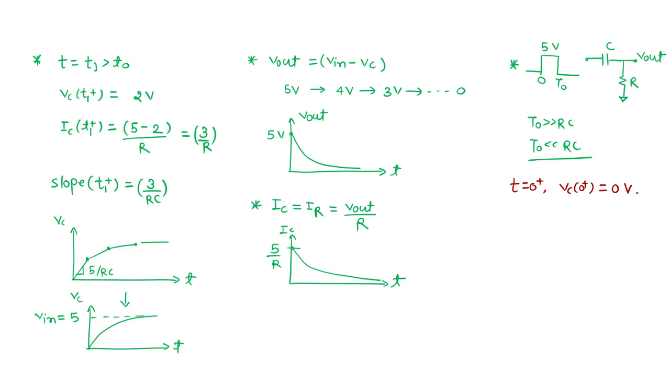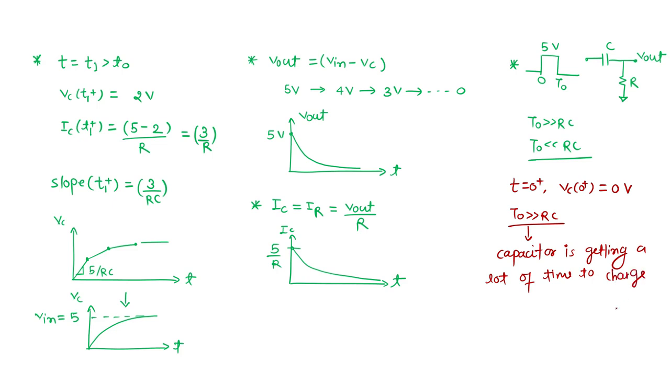Okay, so this is the voltage. And what will happen? Let me consider T naught much greater than RC. If T naught is much greater than RC, simply I'm giving a lot of time to charge the capacitor. The capacitor is getting a lot of time to charge. If the capacitor is getting a lot of time to charge, the same analysis will apply, whatever we have done till this point of time. So I can directly draw the output.